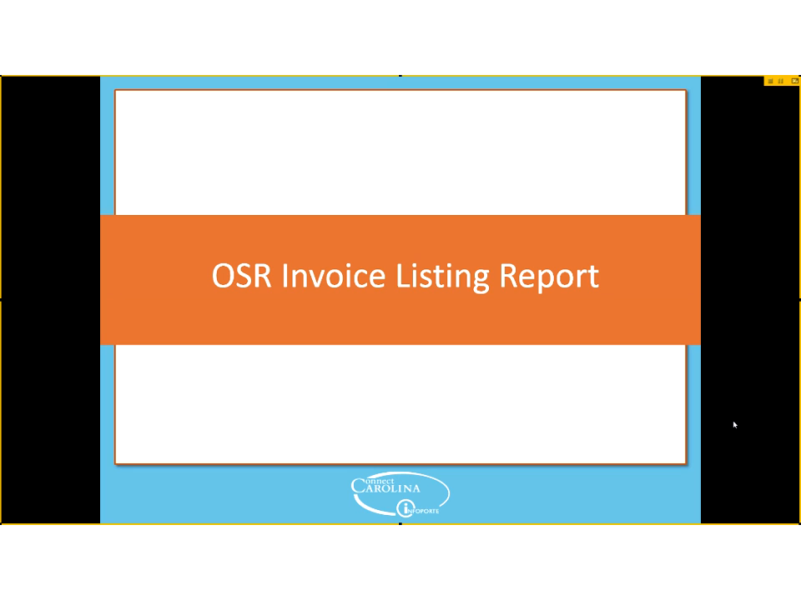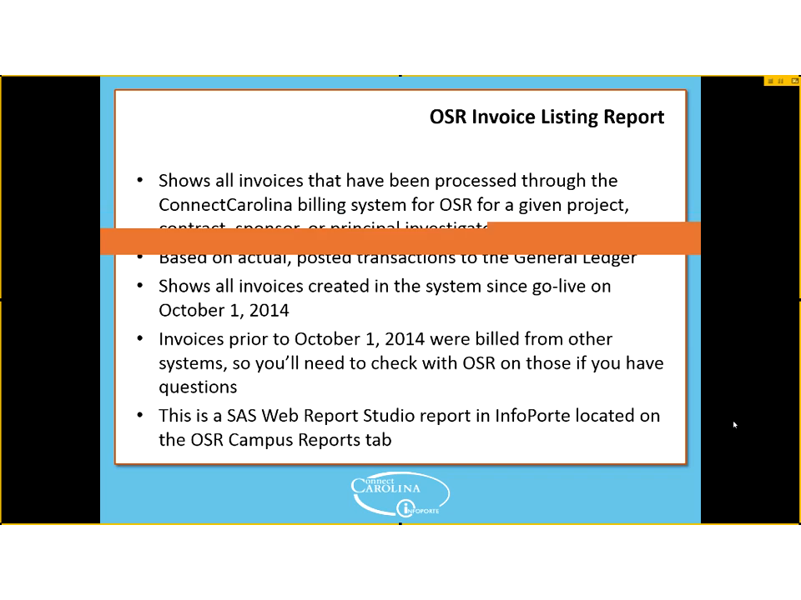So let's go ahead and hit the first report. This is the new OSR Invoice Listing report. What we have here is a report that's going to show you all the invoices that have been processed through the Connect Carolina billing system for OSR for a given project, contract sponsor, or principal investigator. Those are the ways you can search on it, which I'm going to show you in my little demo coming up in just a second. It's going to be based on the actual posted transactions to the GL. It's going to show you all the invoices created in the system since Go Live back in October of 2014.